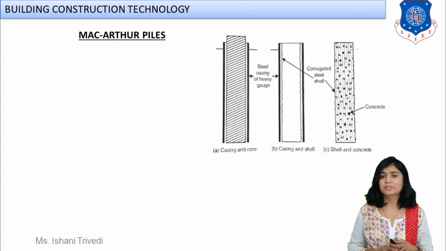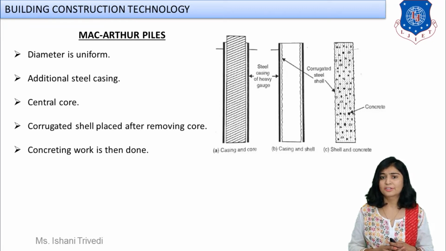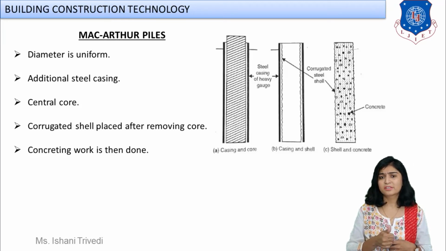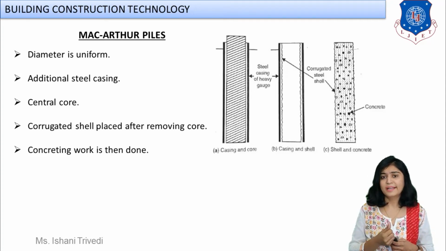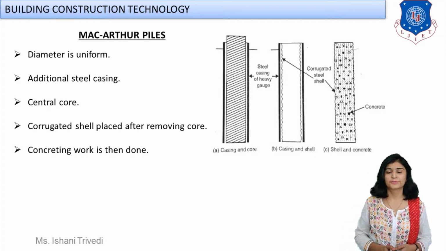Next, we are discussing the second type of cased cast in situ concrete pile, that is your MacArthur piles. Now, what is MacArthur pile? First of all, the difference you can see over here is the Raymond pile had a diameter that was gradually decreasing, while here you can see that the diameter is constant throughout its length. Second thing, again the shell and mandrel equipment will come into the picture, but here we will call it as core.